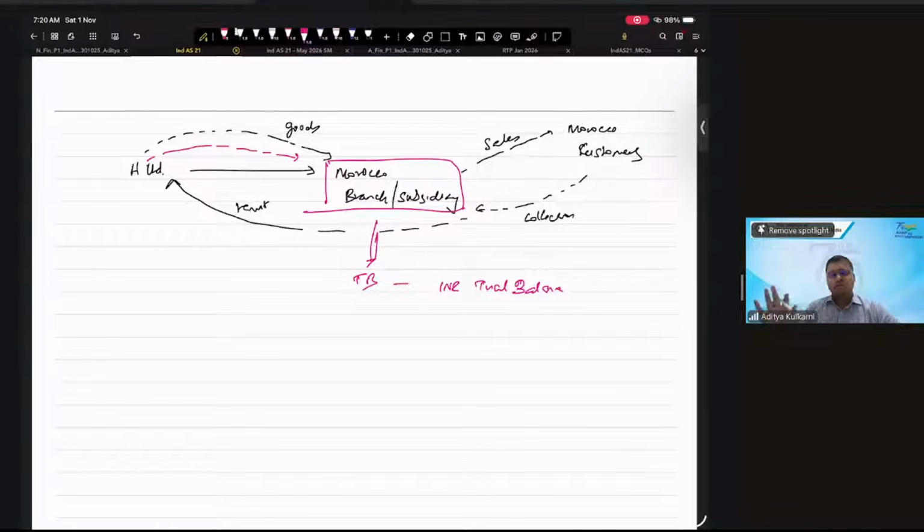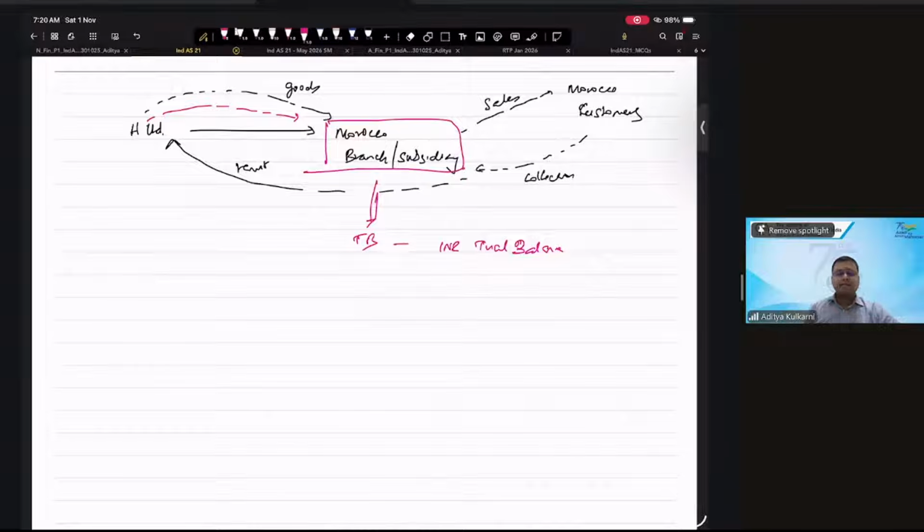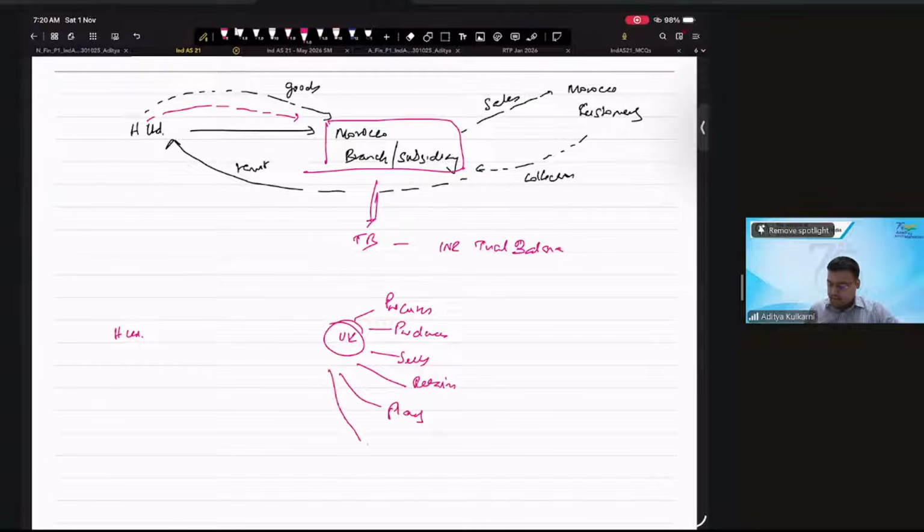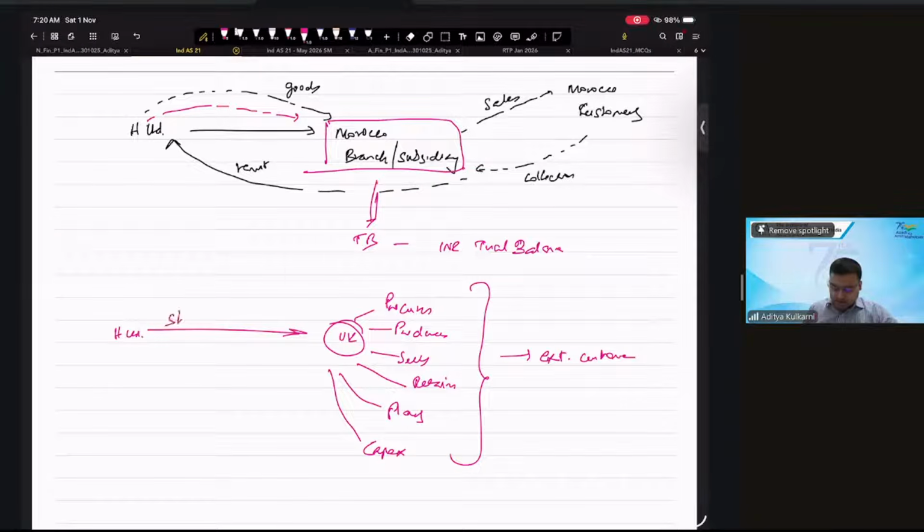Okay. Now, contrast this with the UK subsidiary, which we had discussed, right? The UK subsidiary procures, produces, sells, retains, plans, and does capex. Everything is done by the UK subsidiary. And all this is with external customers. From H Limited, there is only a shared service cost.